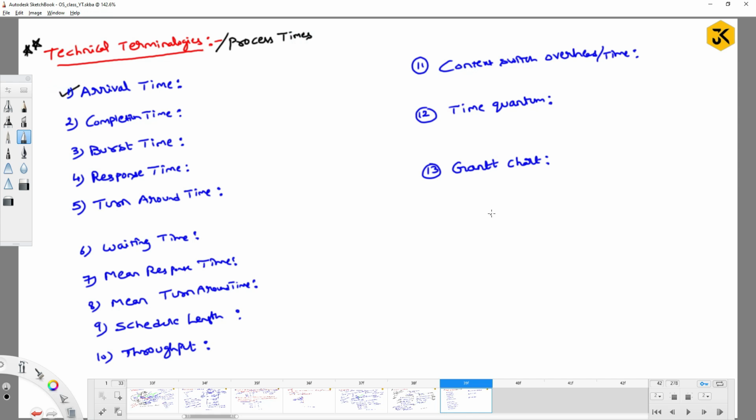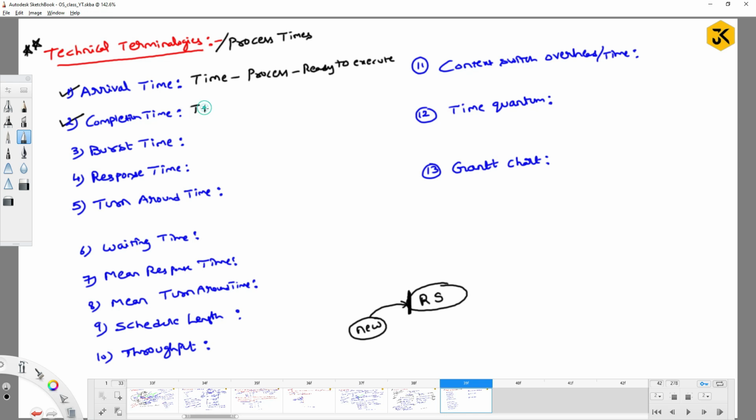Arrival time of a process means the time at which the process is ready to execute. I mean, once a process enters from the new state to the ready state, the time at which the process enters into the ready state, we call it arrival time. Next one, completion time.